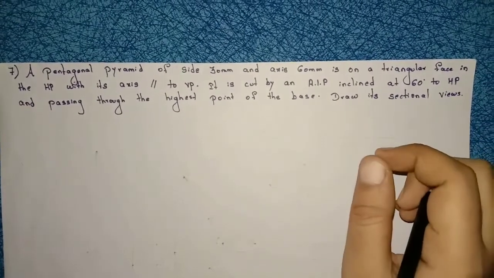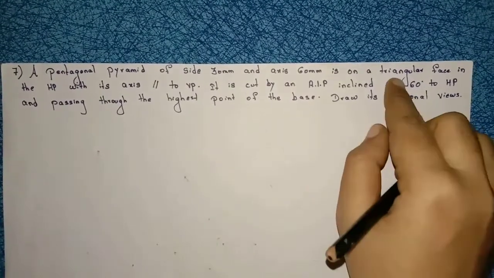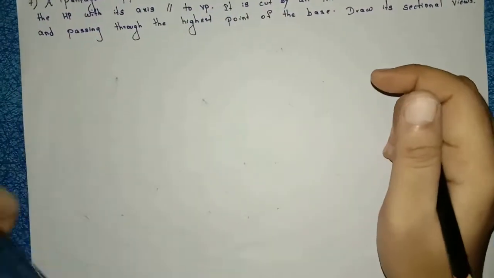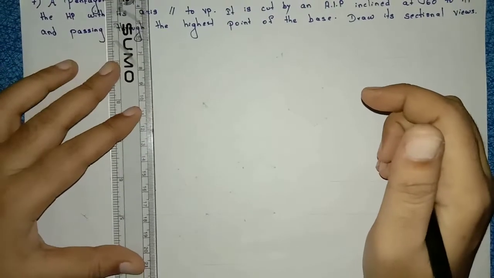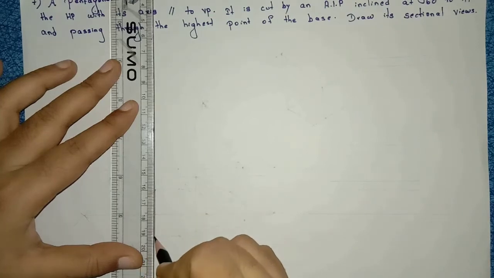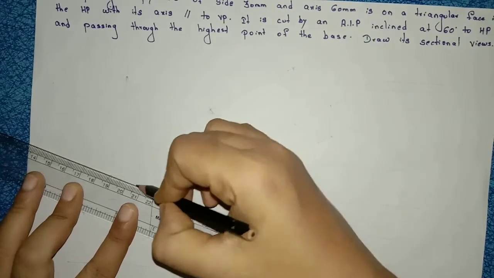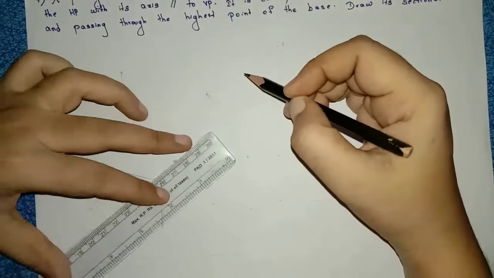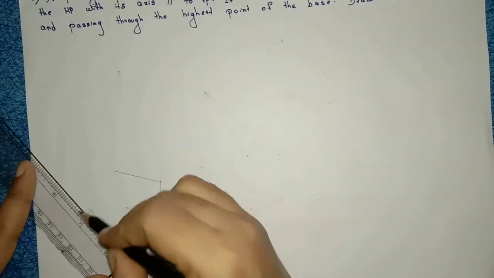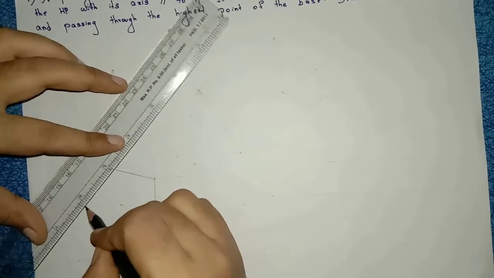In this question they didn't mention where we have to construct the pentagon, but here they mention the triangular face in HP. In order to get the triangular face in HP, you should construct the pentagon in HP. Here the length of the pentagon is 30 mm, angle 108 degrees, and all sides of this pentagon are 30 mm.